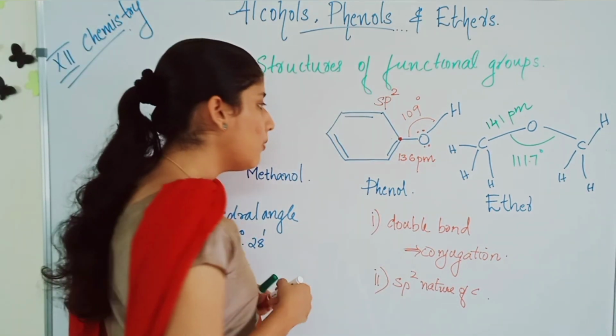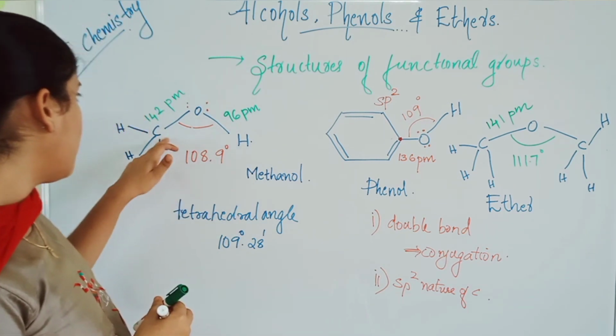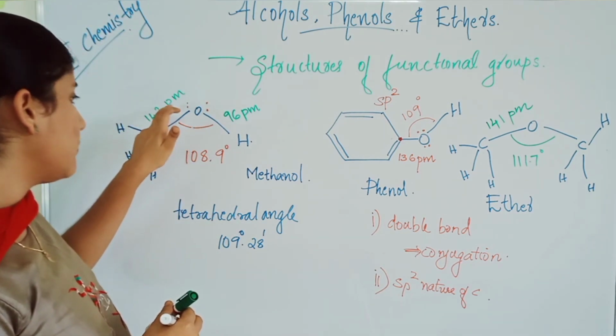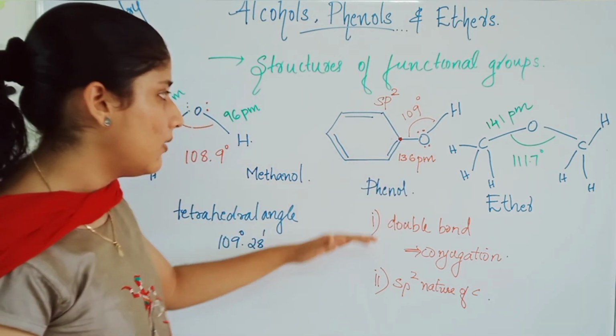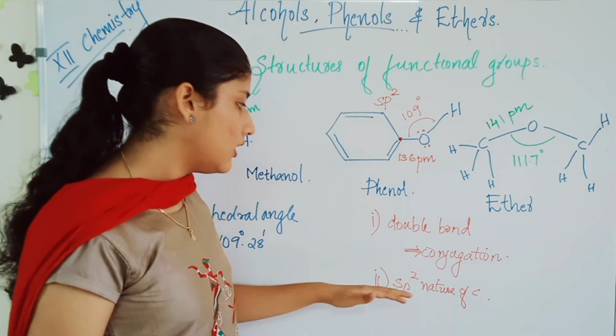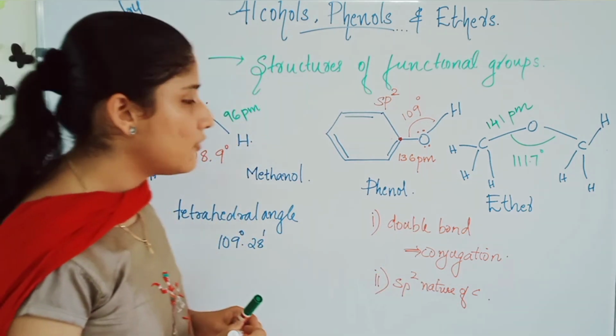And the CO bond length is 136 picometer, whereas in alcohol the CO bond length is 142 picometer. The reason is the double bond character of the CO bond and also the sp2 nature of the carbon. This is the case of phenol.